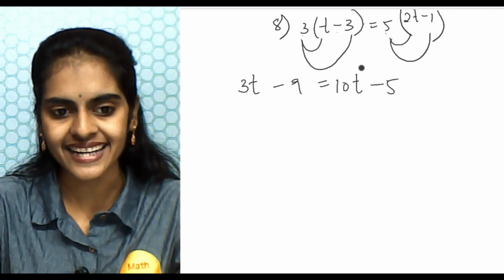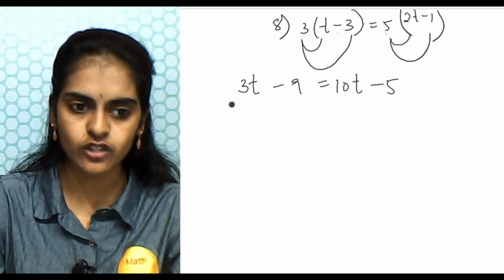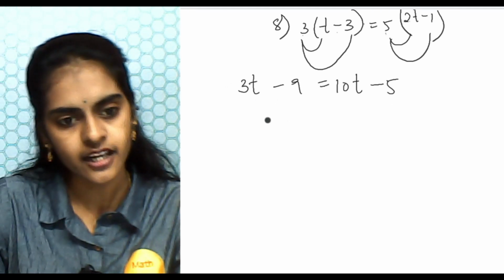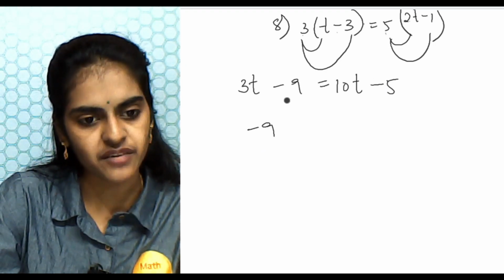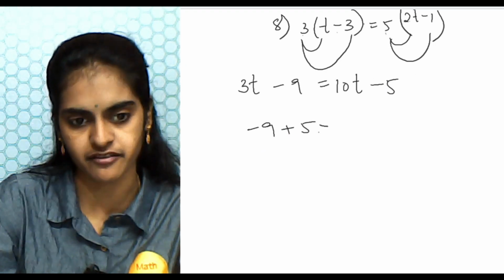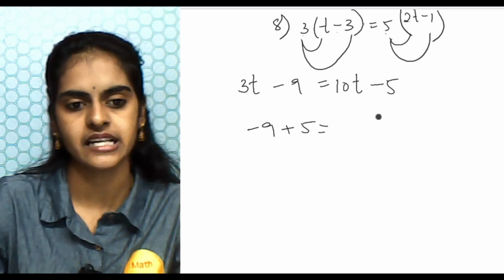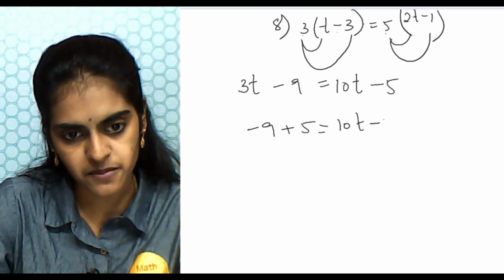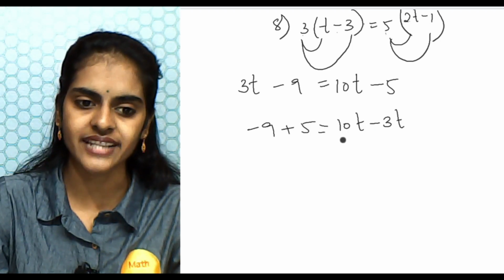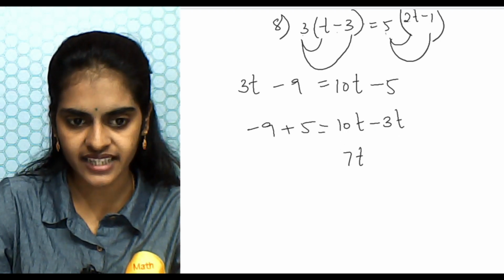Okay, so here 10t is bigger than 3t. So let me send this 3t to the other side. So I have minus 9 here on LHS. Let me send this minus 5 to RHS, so it becomes plus 5. Okay, minus becomes plus. So I have 10t here. Let me send this 3t to the other side, becomes minus 3t. Okay, so 10t minus 3t is nothing but 7t.